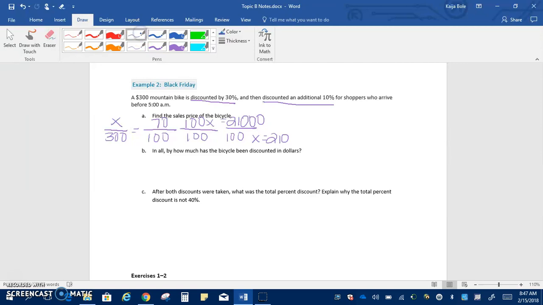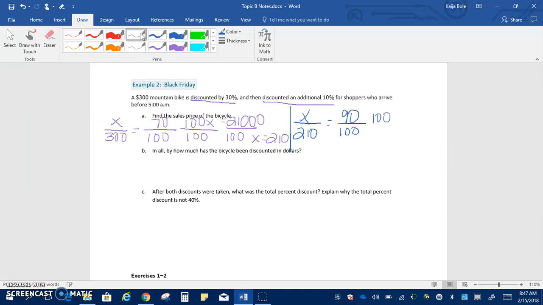Alright, but that's the first one. Then it was discounted an additional 10%. So I'm going to have to do another proportion. Here's my 100. But now my price is 210. Looking for our sale price. And now if it's discounted 10%, that means we paid for 90% of that whole price. So this will be 90.